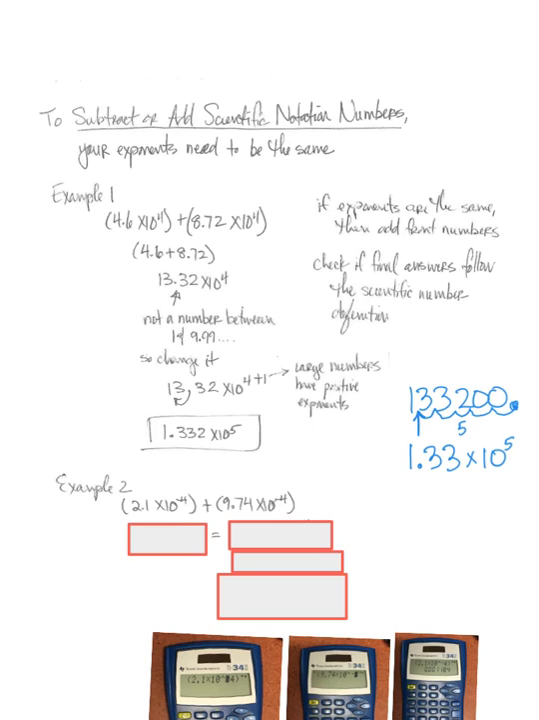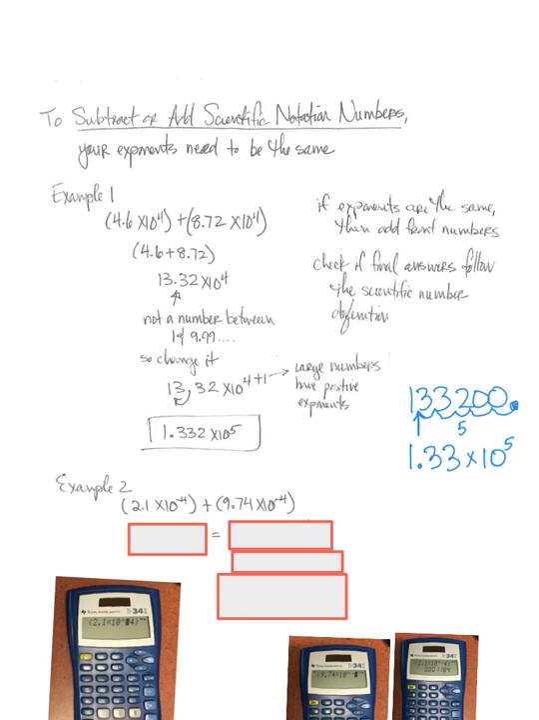And here we have 2.1 times 10 to the negative 4 plus 9.74 times 10 to the negative 4. Are the exponents the same? Yes. And then we can add those front numbers, right? But we also know that we can use calculators. So we are going to pull up our calculator image.